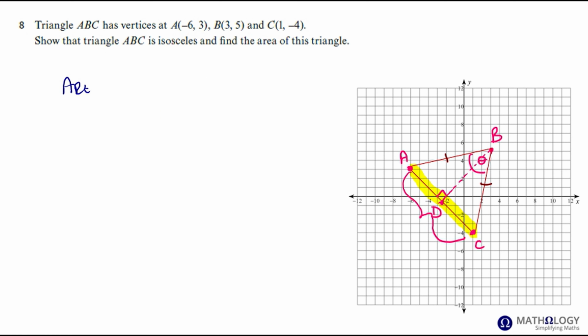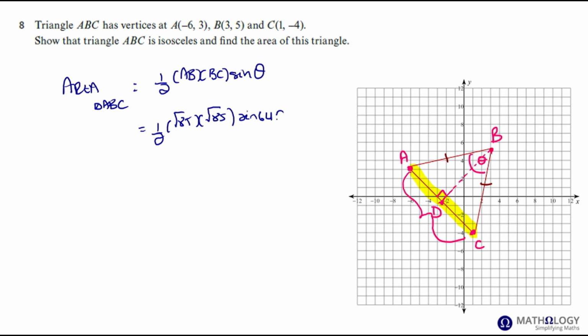We can apply the area rule to find the area of triangle ABC. So the area of triangle ABC equals a half AB times BC sine theta. So that's going to be a half times root 85 times root 85 times sine 64.94 degrees. The area of triangle ABC therefore equals approximately 38.5 units squared.